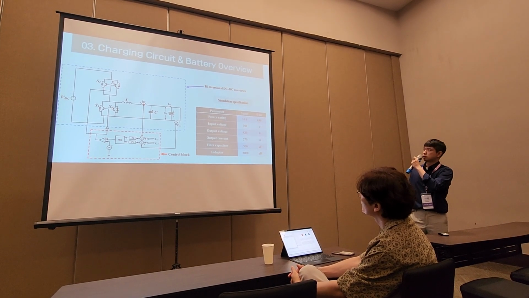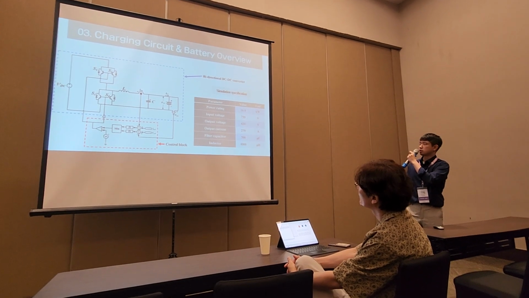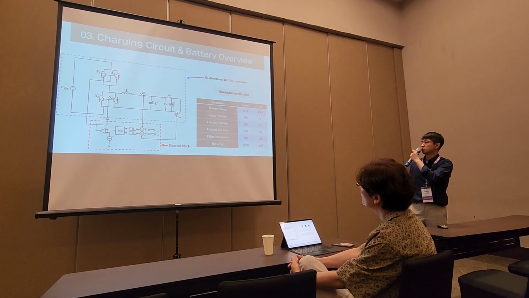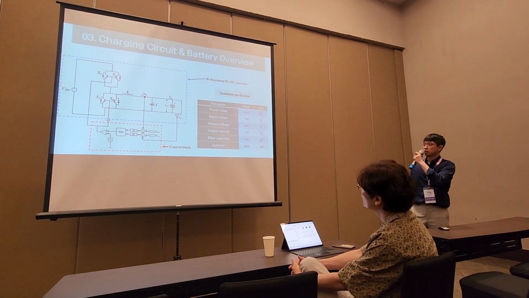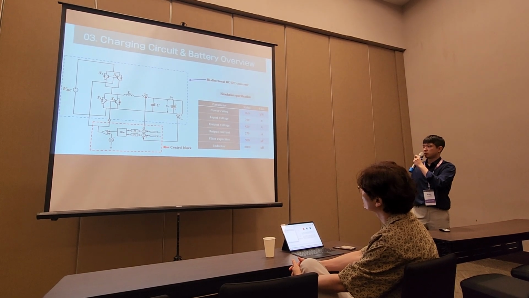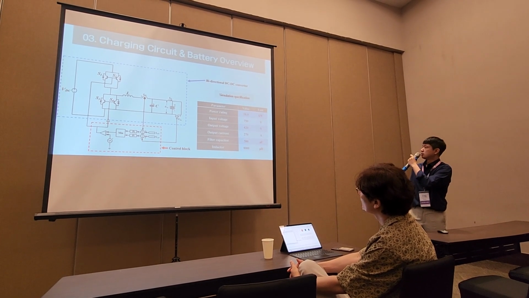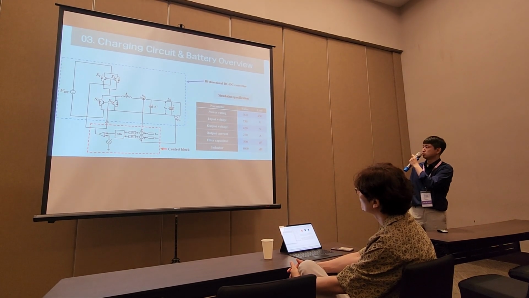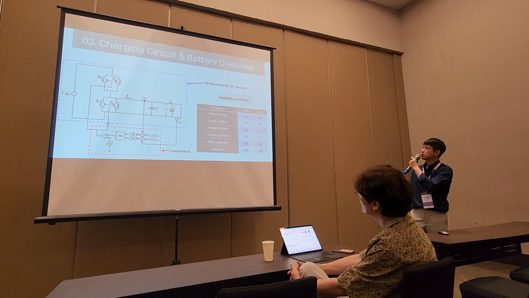So this is the charging circuit. The blue box is a simple bidirectional DC-DC converter I used in the simulation, and the red box is the diagram of the control block. And this converter converts 750 volts into 420 volts.